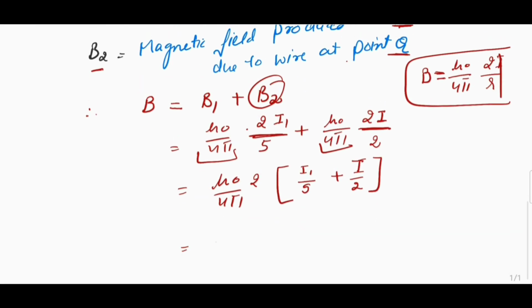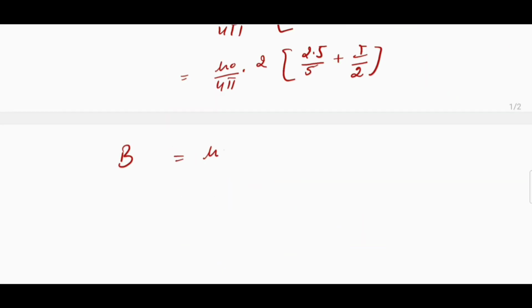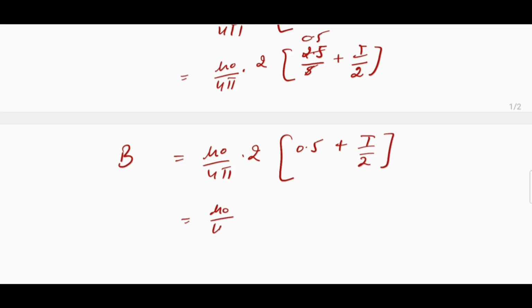So we'll get here μ0/4π into 2 times, I1 is given 2.5, divided by 5 plus I divided by 2. So we'll solve this. We'll get μ0/4π multiplied by 2 times 0.5 plus I divided by 2. Mu 0 upon, as it is we'll write. So this is 5 divided by 10 plus I divided by 2.